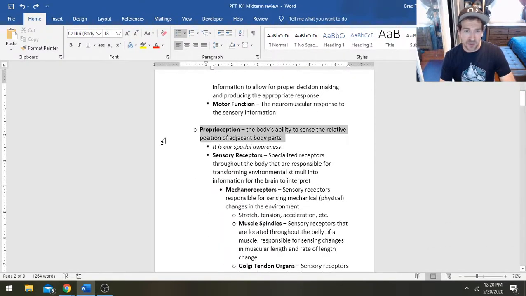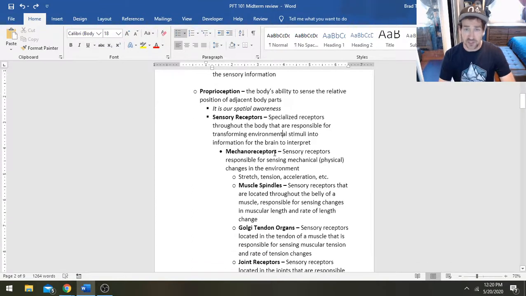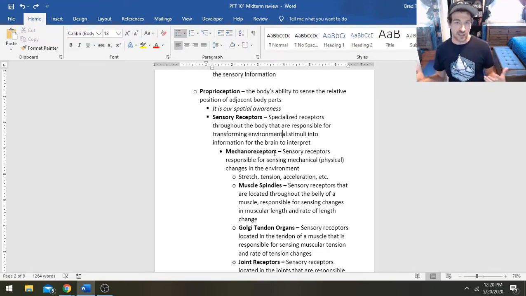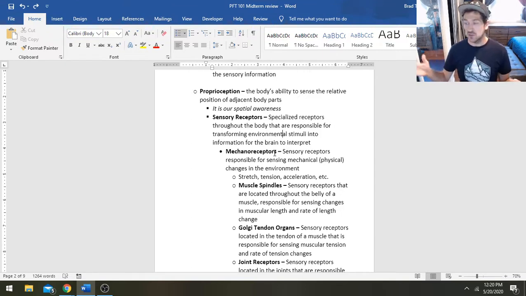Now, another big part of your nervous system is our spatial awareness, right? Our proprioception. Proprioception is your body's understanding of where it is in space. It's its ability to sense the position of all of your body parts. It's able to do that because you have specialized sensory receptors running throughout your entire body. Sensory receptors are basically specialized sensors that transform information into something the brain can interpret.